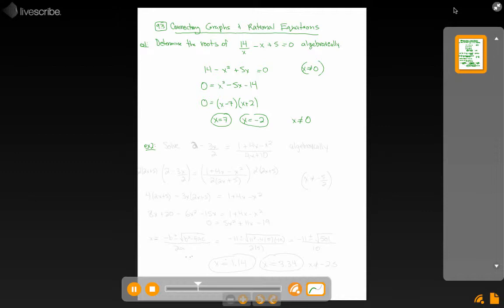Some students have trouble with that instruction. It says determine the roots. Basically, they're asking for the solution to this equation. What does x have to be to make this equation equal 0? So these two answers should both work.